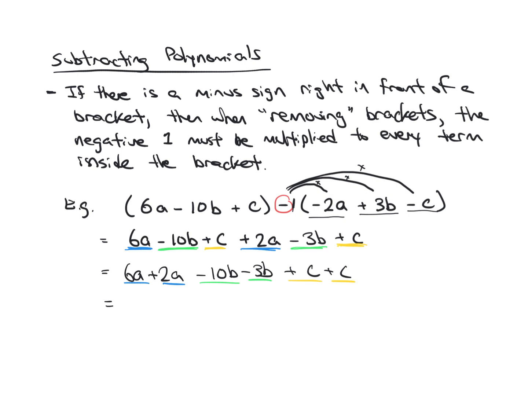And again, I'm going to be using integers for most of the questions just to keep things simple. So 6a plus 2a, that'll make 8a. And then -10b minus 3b, that goes to -13b. And then plus c plus c. So these are considered 1c's. So 1c plus 1c is positive 2c. And that is the answer.